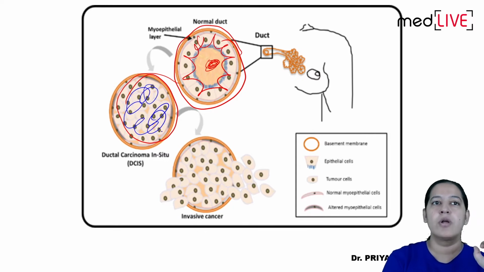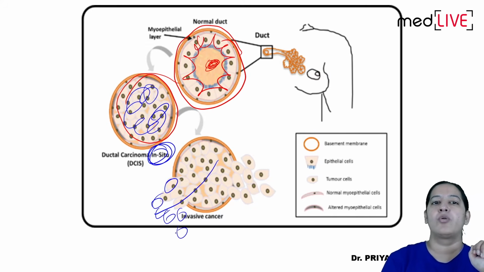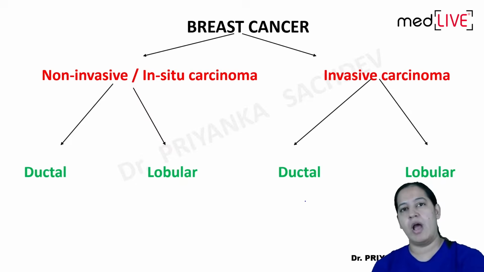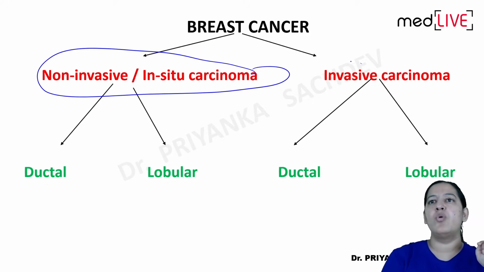They are not coming out. So this is known as in situ. And when they breach the basement membrane and come out into the stroma, it is invasive. So I guess you got it. You got the meaning of non-invasive, in situ, and invasive.